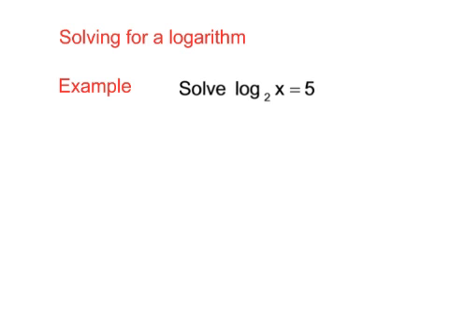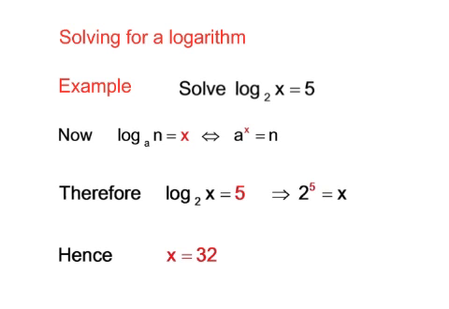Here's another problem, but this time we're solving log of x to the base 2 equals 5. In the previous slide, we were working out what the logarithm was. Here we're working out what the number is, which is x in this case. First of all, let's write the equivalent statement. Plugging our log of x to the base 2 equals 5 into that equivalent statement gives us 2 to the power of 5 is equal to x. In other words, we're working out what 2 to the power of 5 is, which is 2 times 2 times 2 times 2 times 2, which is 32. In other words, x is equal to 32.